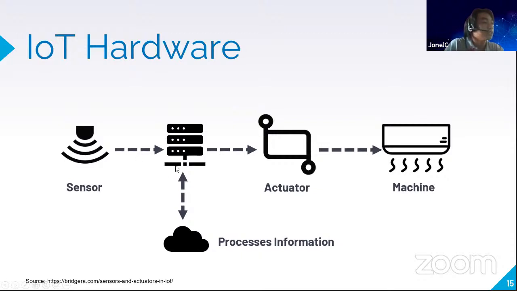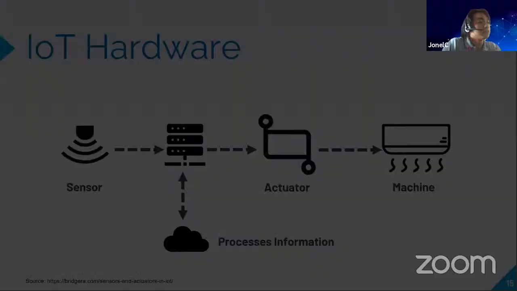So for this example, it's gonna send data to the cloud. So this is where the cloud comes in. We're gonna use the cloud to store, process, and save data in the cloud. And then if you want, we can put back the action to the control center. The control center is then connected to an actuator, where the actuator does this action that will, in this example, turn on the machine, which is an air conditioner. All right.